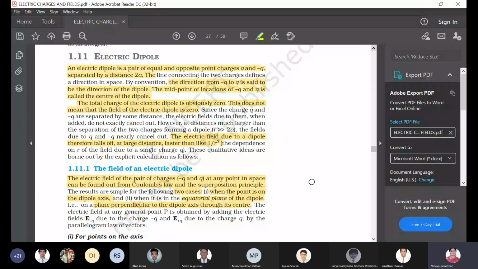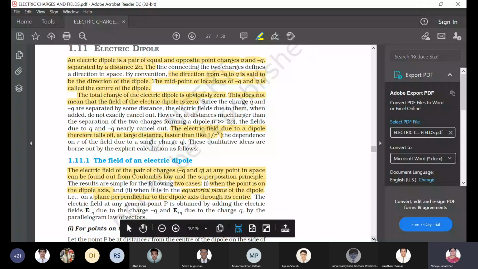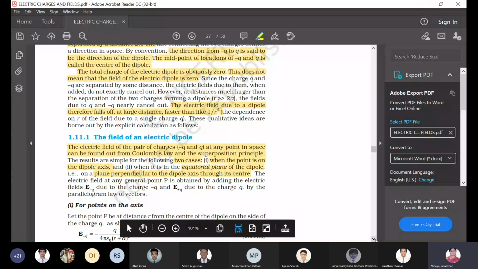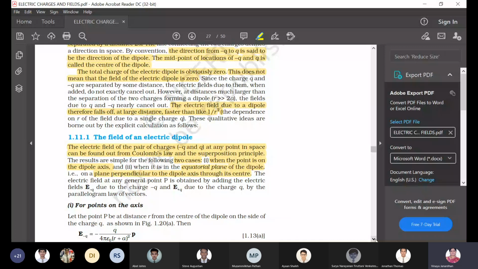As we go, we'll analyze it further, boys. So today's session, you're going to find the strength of the electric field due to a dipole, one along the axial point, the other along the equatorial point. Is that clear, boys?